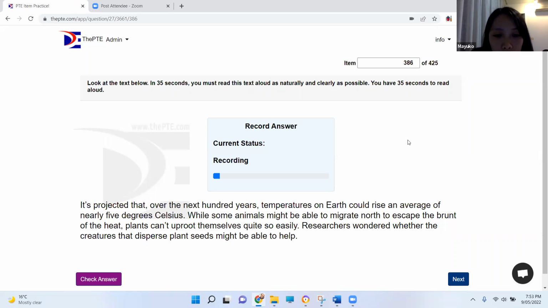It's projected that over the 100 years, temperature on Earth could be rise on average of nearly 5 degrees, while some animals might be able to migrate north to escape the brunt of the heat. Plants can't uproot themselves quite so easily. Researchers wondered whether the creators displaced plant seeds might be able to help.